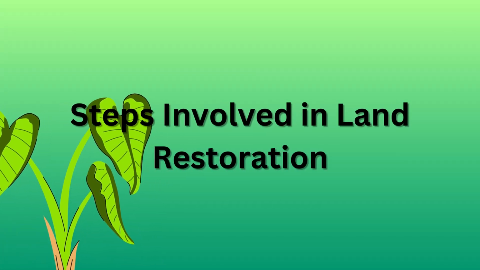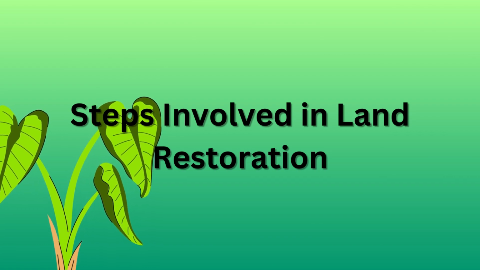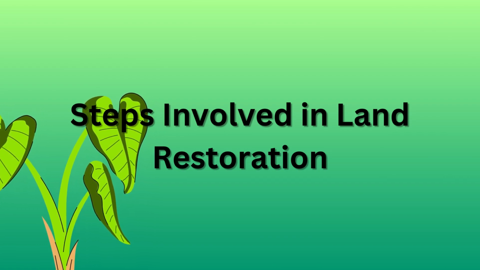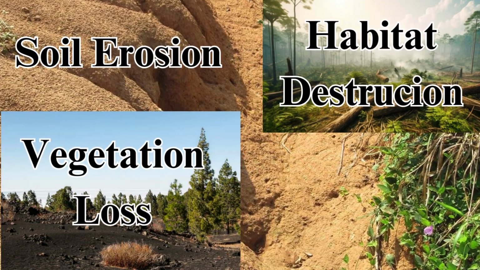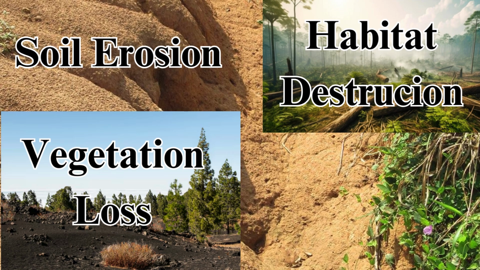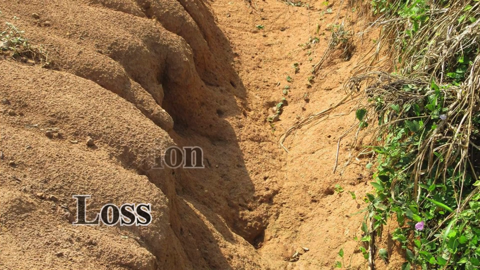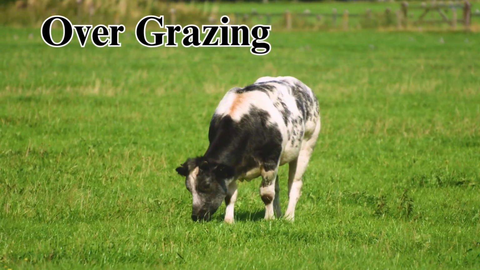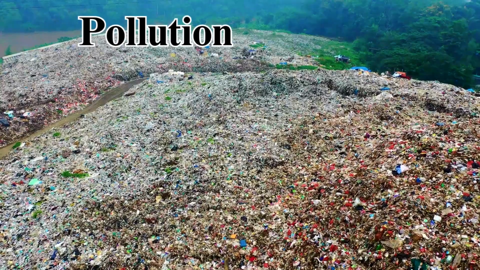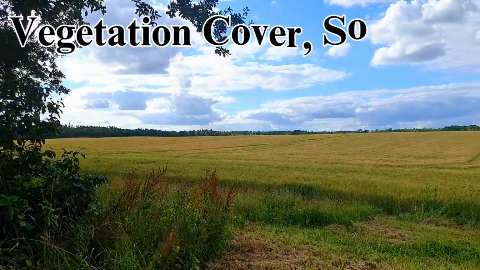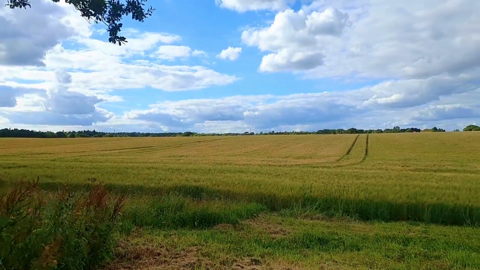Now, as we have learned about the definitions of land restoration, desertification, and drought resilience, let's talk about the steps involved in land restoration. First, conduct a thorough assessment of the land to identify the extent of the damage, including soil erosion, vegetation loss, and habitat destruction. Identify the main causes of degradation, such as overgrazing, deforestation, or pollution. Determine the existing vegetation cover, soil type, and topography of the site.